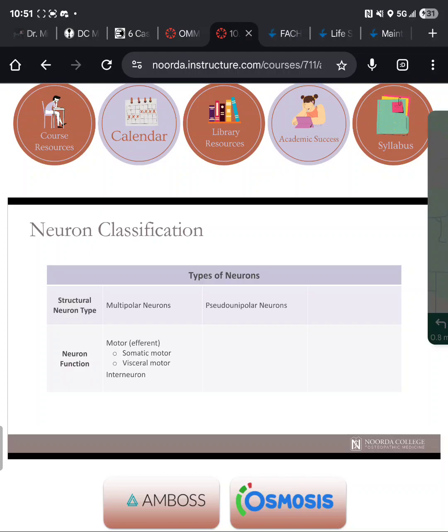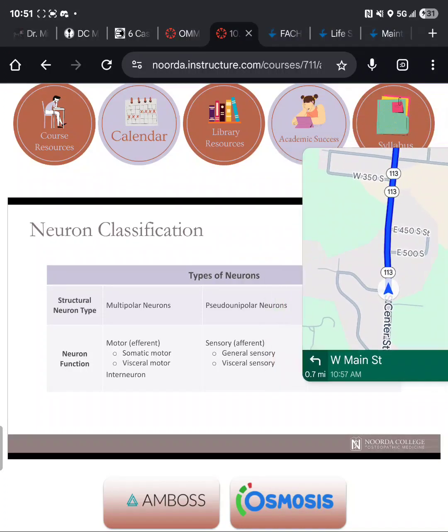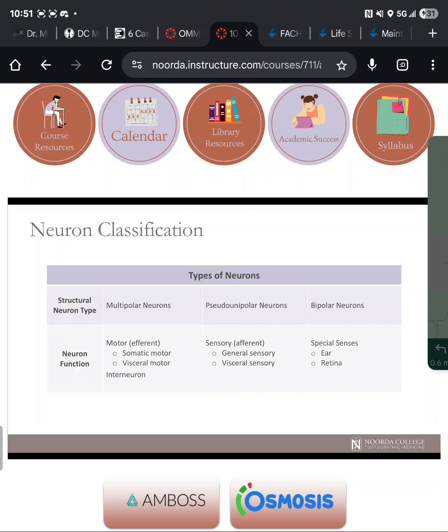The next structural type are pseudo-unipolar neurons, and we have those to thank for our ability to feel pain, temperature, and a whole bunch of other sensations. And the different types of pseudo-unipolar neurons are general sensory and visceral sensory neurons. Then last but not least are the bipolar neurons, and we're not going to talk about them a whole lot today, but those are seen in the special senses like in the ear with the vestibular system, as well as in the retina.